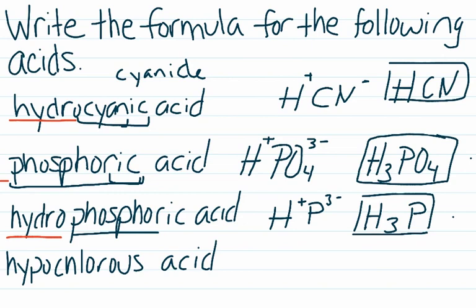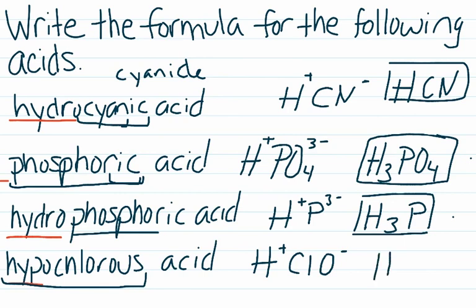Okay, and then let's look at our last one. This one starts with hypo. Now this is a common mistake. This is not hydro, so it's starting right in with the base name of the polyatomic ion, which means it's an oxy acid. So we start with our H, and then hypochlorous comes from hypochlorite. So you have to extrapolate from chlorate, which is ClO3, to chlorite, which is ClO2, to hypochlorite, which is ClO. It still gets a -1 charge. Hydrogen still gets a +1 charge. So hypochlorous acid is HClO.